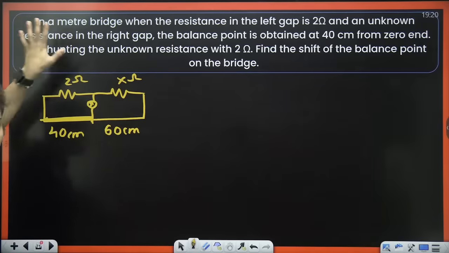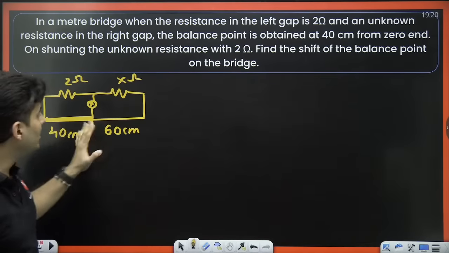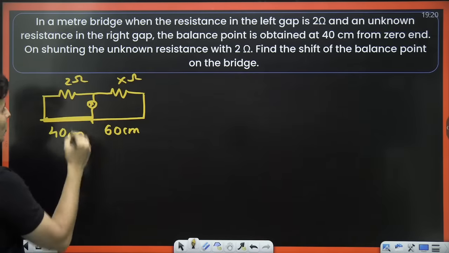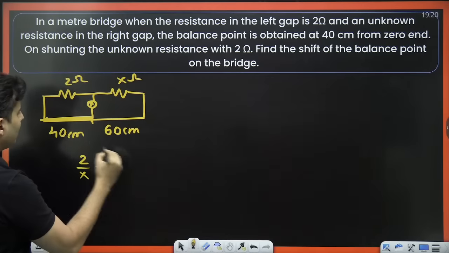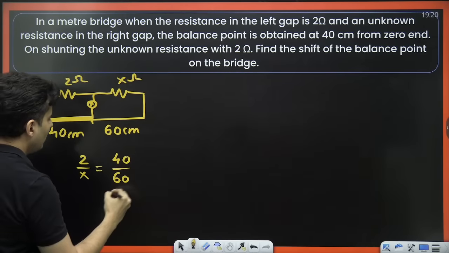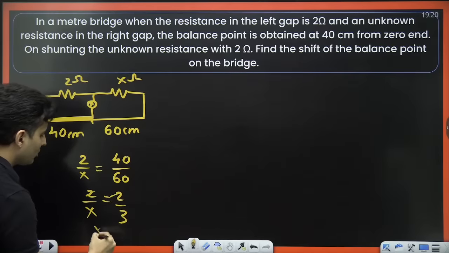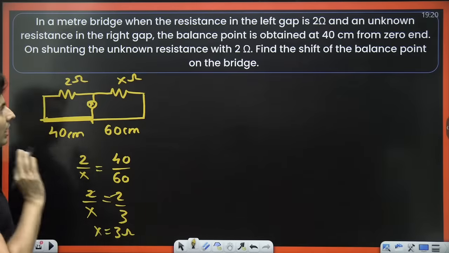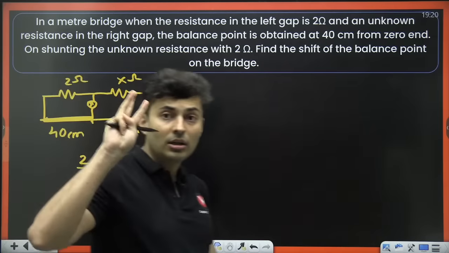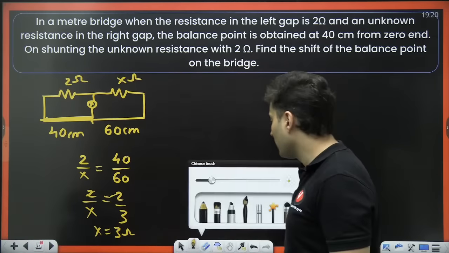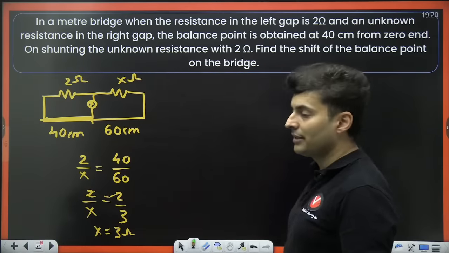That's the first piece of information. From that, 2 by X will be 40 by 60. 40 by 60 is 2 by 3. So 2 cancels, and X will be 3 ohms. The unknown resistance is 3 ohms. But that's not the question. The question is something else.